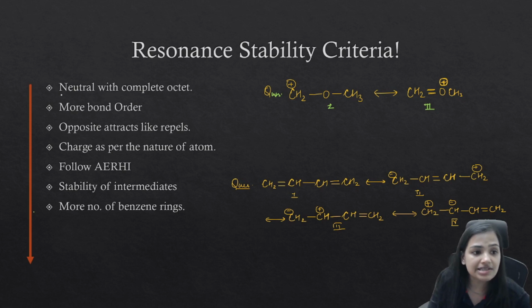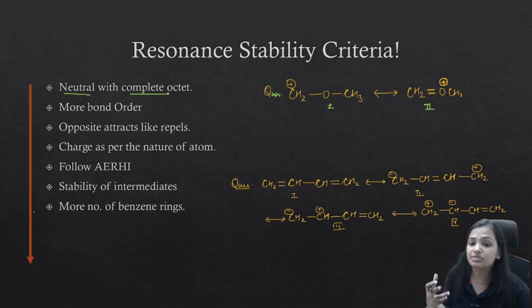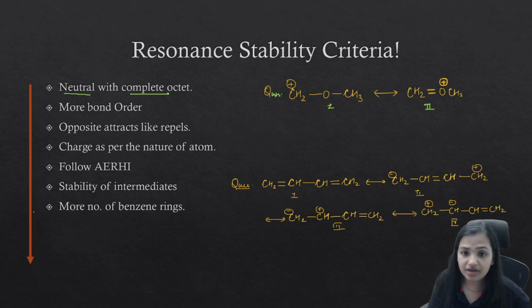The first point says neutral with complete octet, which means any structure which is neutral and has its octet complete is going to be the most stable structure. If you look at this particular molecule, out of these two structures, neither is neutral, so let us check their octets.